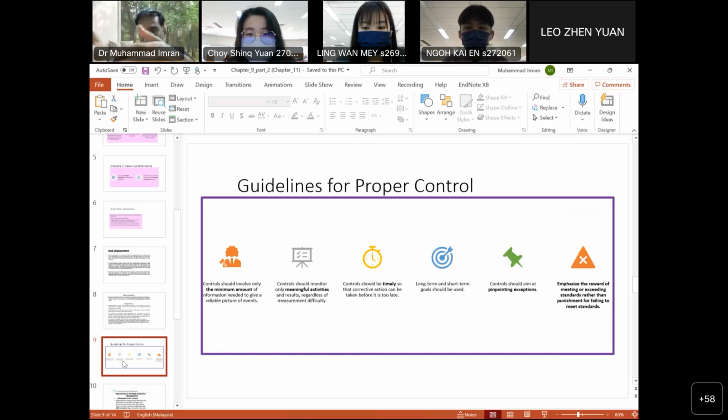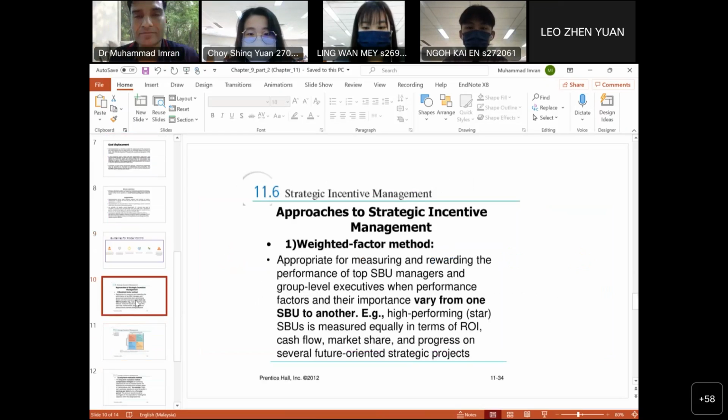We can find more detail on the further slides. See, strategic incentive management. Approaches to strategic incentive management. Number one is the weighted factor method. We have different strategic business units, and when we compare one strategic business unit's performance with another one, whichever is good, just give them reward.